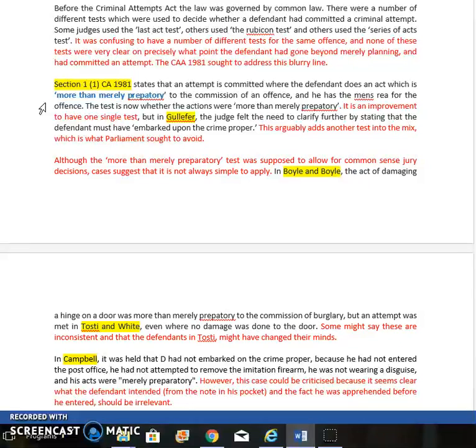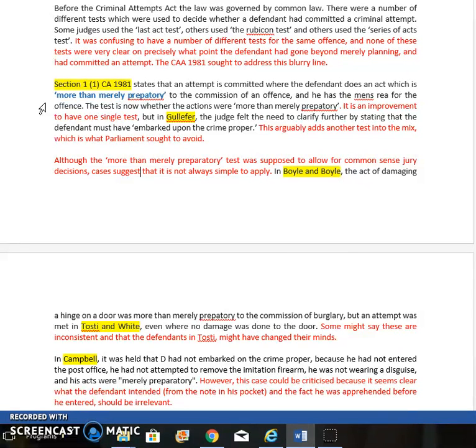Case of Gulliver was the case where the defendant was losing on a dog race and he decided to jump on the track in order to try and recover his stake, his bet. He didn't actually get to the point of asking for his money back. So the issue was, had he completed an attempted theft or had he not? And in that case, they thought that actually he had not.